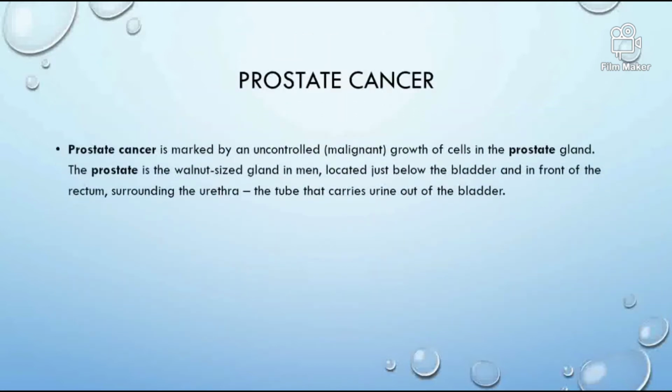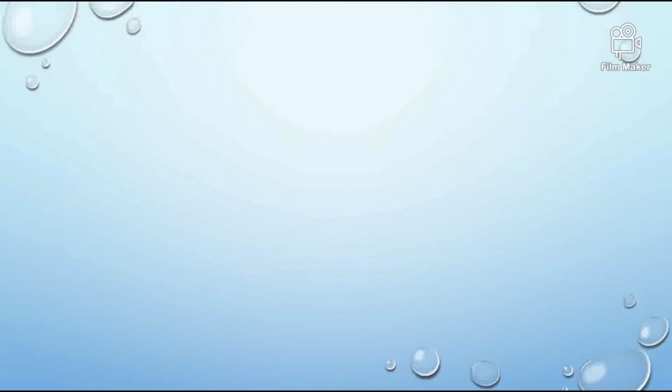Prostate cancer is marked by an uncontrolled malignant growth of cells in the prostate gland. The prostate is a walnut-sized gland in men located just below the bladder and in front of the rectum, surrounding the urethra, the tube that carries urine out of the bladder.